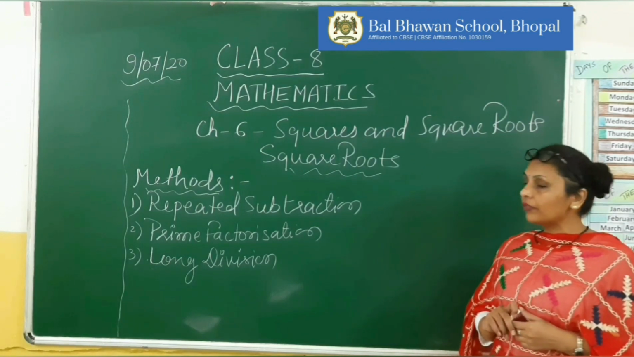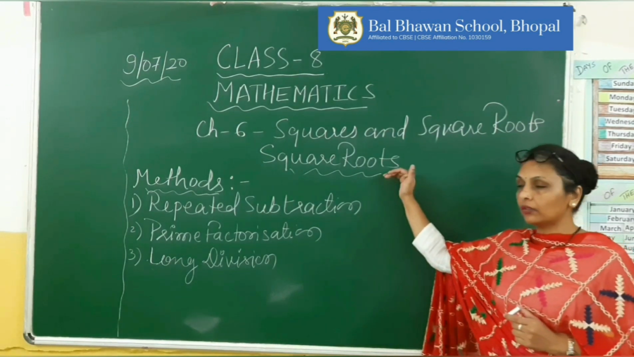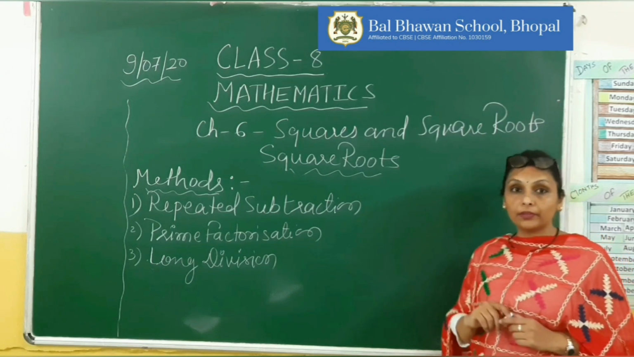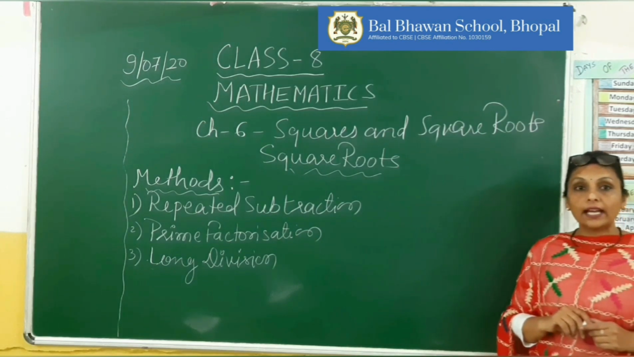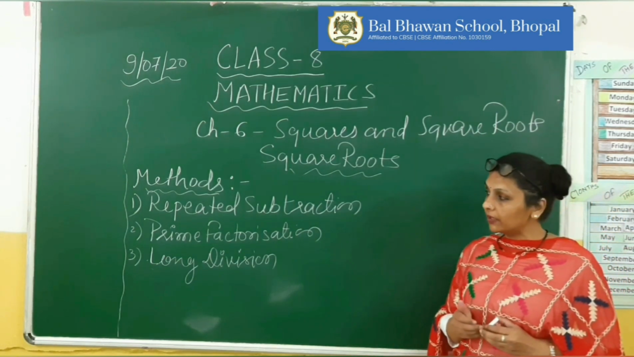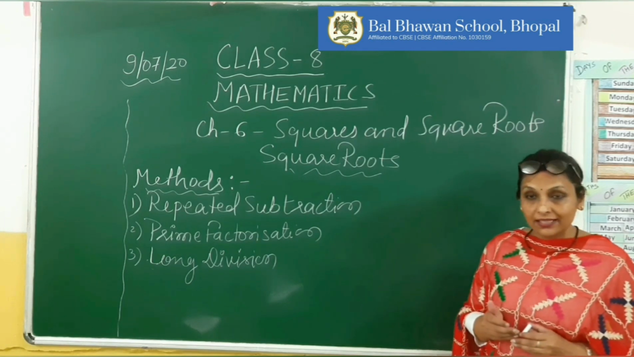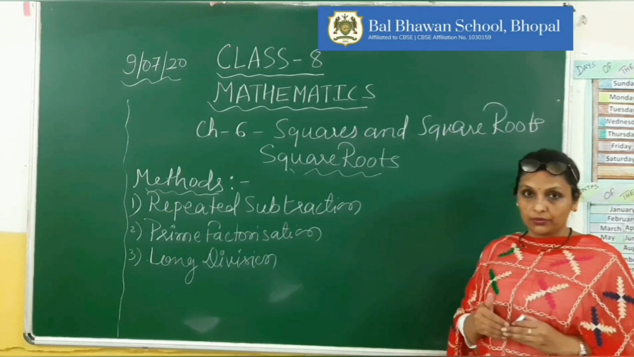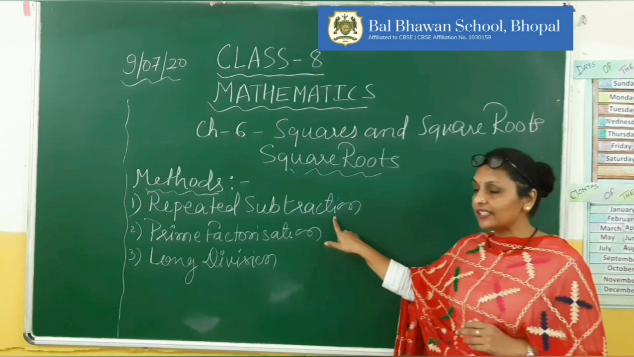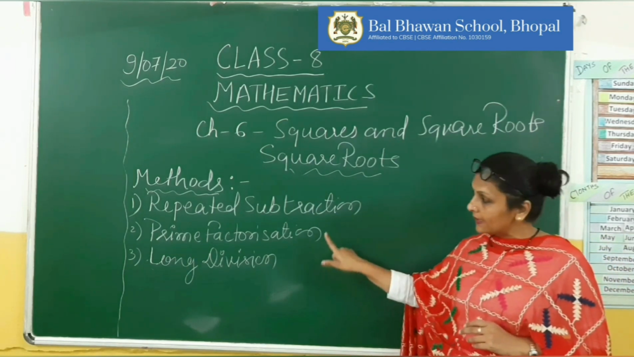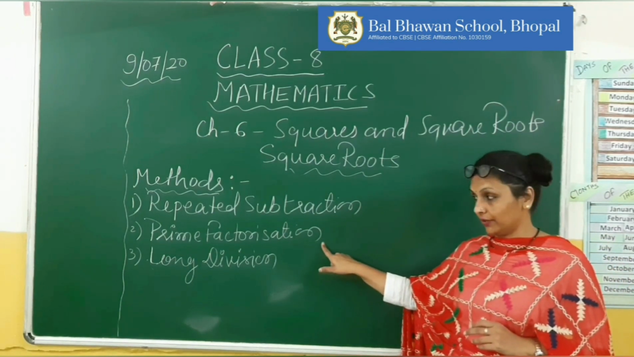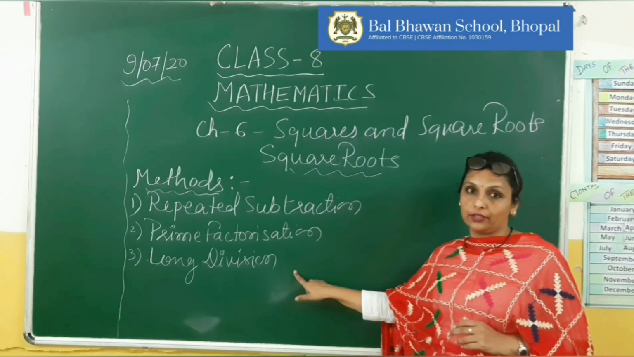Children, now we will learn how we can find the square root of a perfect square number. So there are different methods. Here we will study the methods of finding square roots. What are they? First is repeated subtraction. Second is prime factorization. Third is long division.